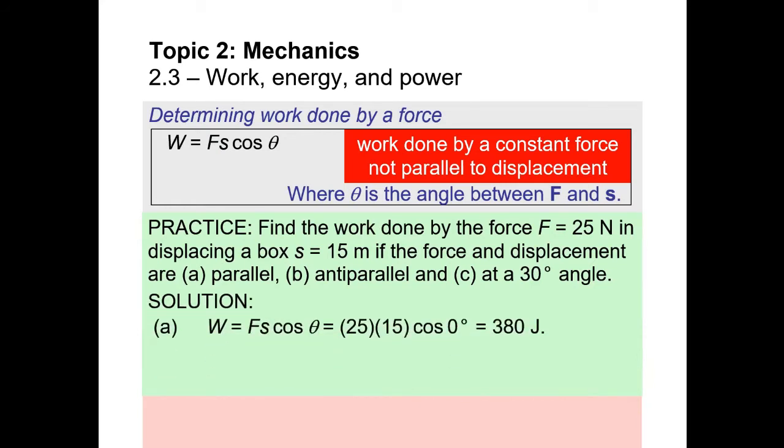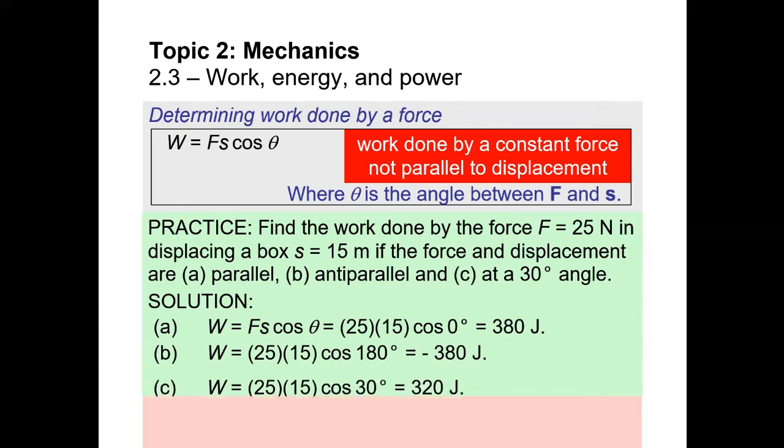When the angle is 0 degree, cosine 0 degree is 1. So 25 times 15 equals 380 joule. When they are anti-parallel, cosine 180 degree, that gives us minus 380 joule. When the angle is 30 degree, then cosine 30 degree, that gives us 320 joule.